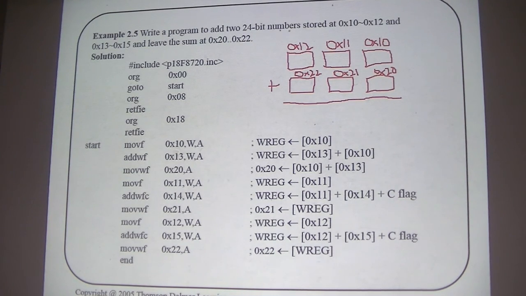Okay, so this is add two 24-bit numbers. Yes. Is it 13, 14, 15? It's stored at the 13 box. Yes, it's 13, 14, 15.